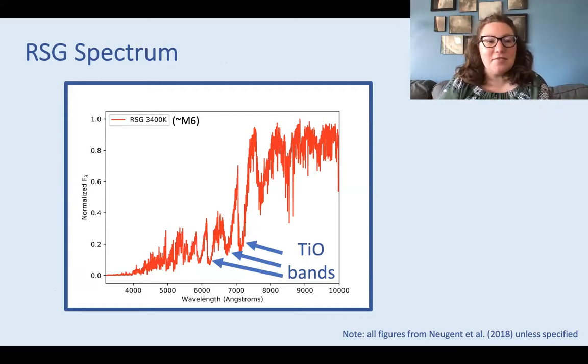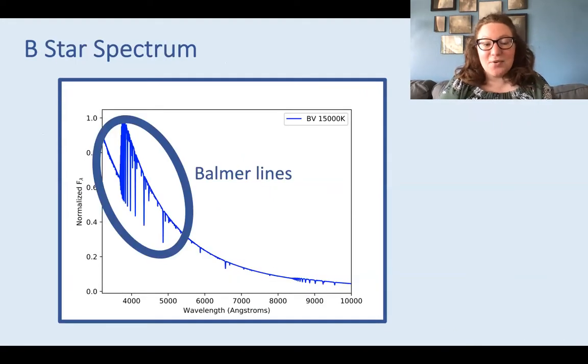Here we have the spectrum of a red supergiant, and it has characteristically strong titanium oxide bands that tell you that this is a red supergiant spectrum. If we take the spectrum of a star, we're looking for this, and we're also looking for the indication of a B-type star. Here we have the upper Balmer lines indicative of a B star.